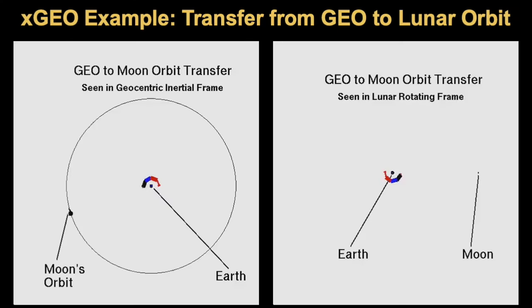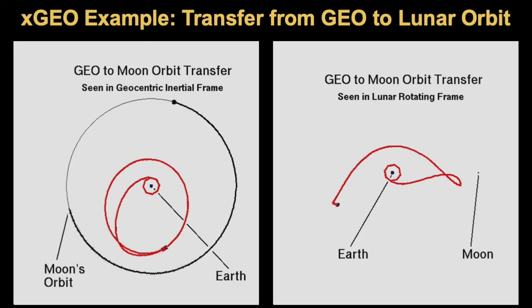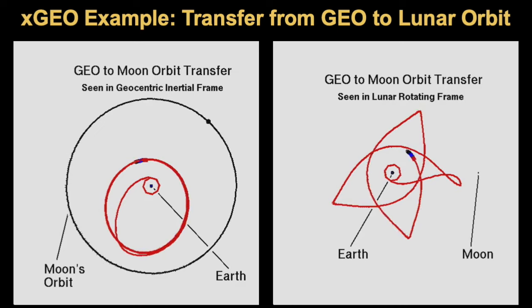So this is an example transfer that is, let's say, an xGEO transfer. It starts at a radius of GEO. This is all just planar, so it's in the moon's orbital plane, starting out at a radius of GEO, and this is in the inertial frame on the left and the rotating frame on the right. And one of the reasons we like viewing things in the lunar rotating frame, so this multi-petaled shape represents that this is a resonance. And when things align just right, the spacecraft is now near L1.